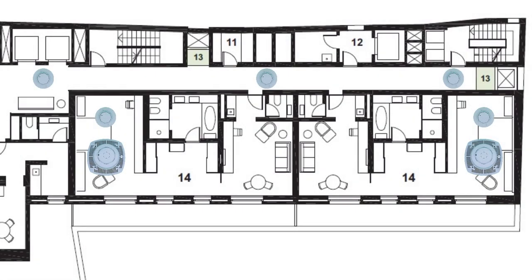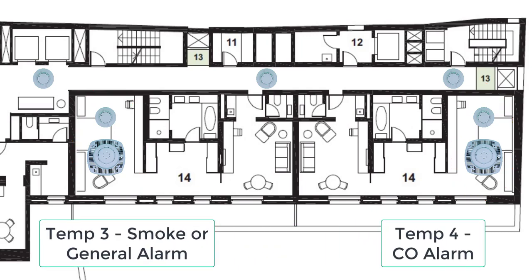Here we have an apartment building with two separate apartments with a CO detector and a smoke detector in each separate apartment. Typically in this application you'd have a local temporal 3 for smoke detectors and a local temporal 4 for CO detectors. In addition to that, you could also have a local temporal 3 for general alarm.